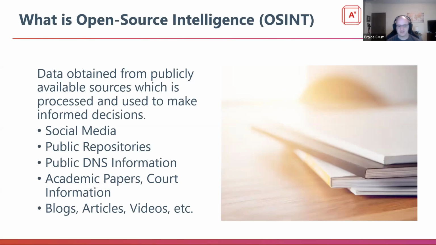So a lot of times when people discuss open source intelligence, you'll hear social media, you'll hear information around blog posts or the very generic, well-known sources. But the other things to consider are repositories, DNS information, academic papers, court information, as well as the common other ones: blogs, videos, articles, and so on and so forth. So there's a lot of data that accumulates into open source intelligence.